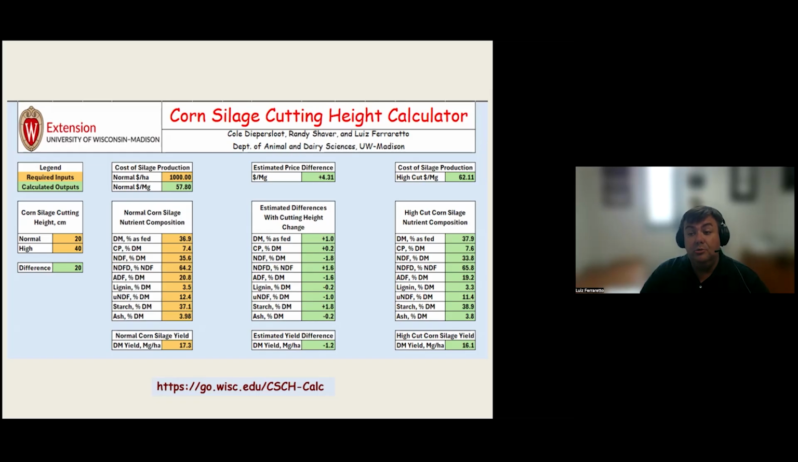What this tool does not do is account for the reduced cost you have in the diet related to the other ingredients you don't have to add. For example, if you increase chop height, you have more starch, so you need to add less corn to the diet, right? So I'm not accounting for that with this tool. Keep that in mind because it's just an estimate, and there are other things that have to be taken into consideration.